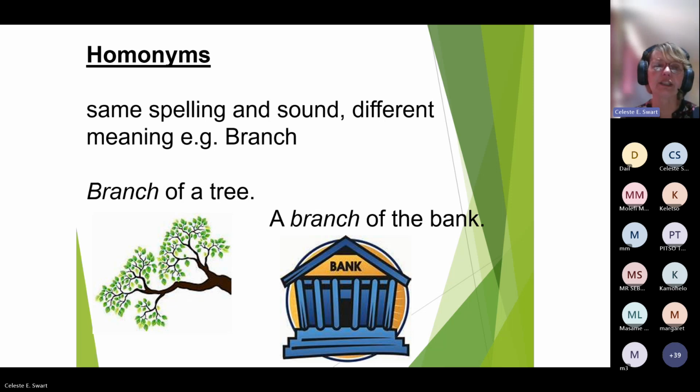We have branch as an example. And here we have the branch of a tree compared to a branch of the bank. You often find that there's one big bank and then there are a whole lot of smaller banks all over the show. Think of a bank maybe like Standard Bank, Absa Bank, First National, any of those banks, they often only have a branch. In other words, it's just a small part of the same bank. But you'll notice that the word is pronounced the same, although the meaning is different. So we have same spelling, same sound, different meaning.